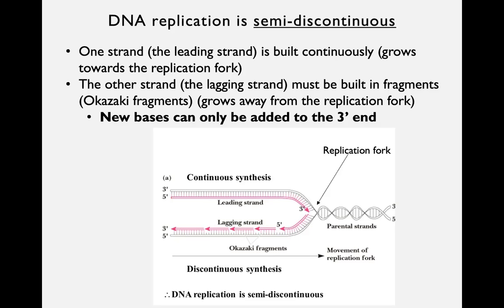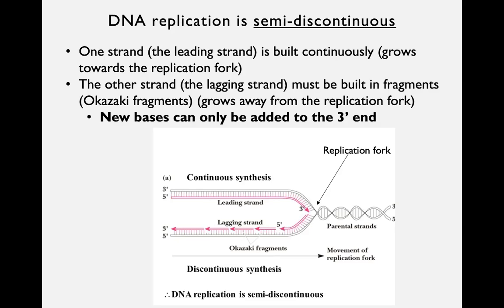So the leading strand grows continuously towards the replication fork. It's pretty straightforward because as this gets unzipped further, it just exposes new DNA that can now be copied. So it can just keep going, no problem. That's the 3' end, so it can just keep on adding bases. The other strand, that's the easy one.